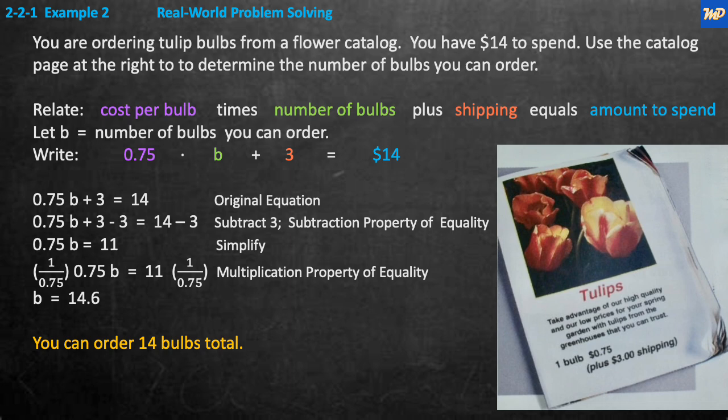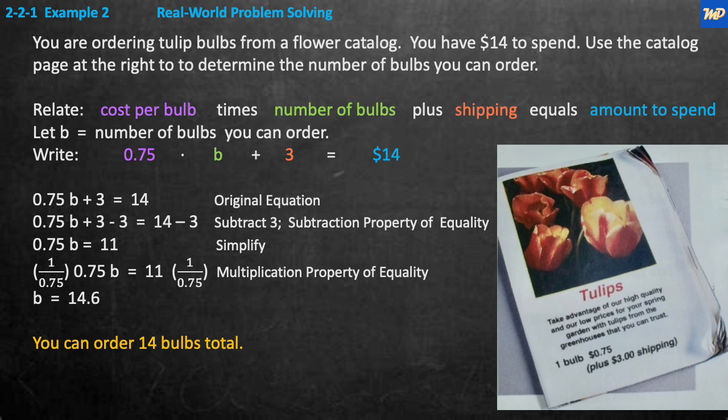We have a picture of it down here, and it says tulips. Take advantage of our high quality bulbs. One bulb for 75 cents plus $3 shipping. That's the cost to order them online or have them shipped to you. 75 cents per bulb and $3 shipping.